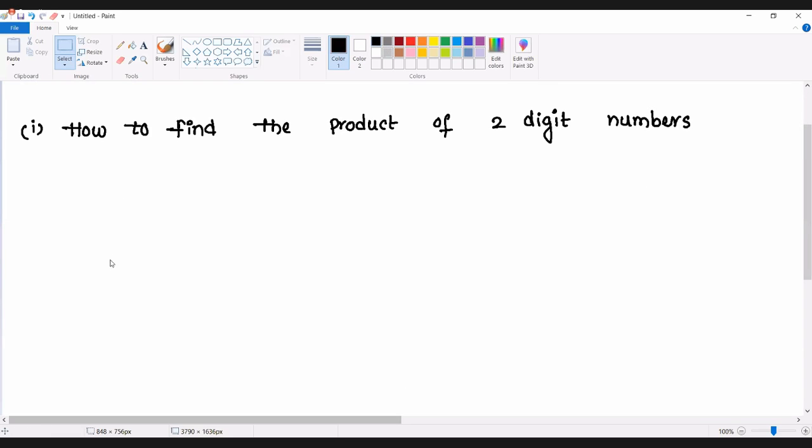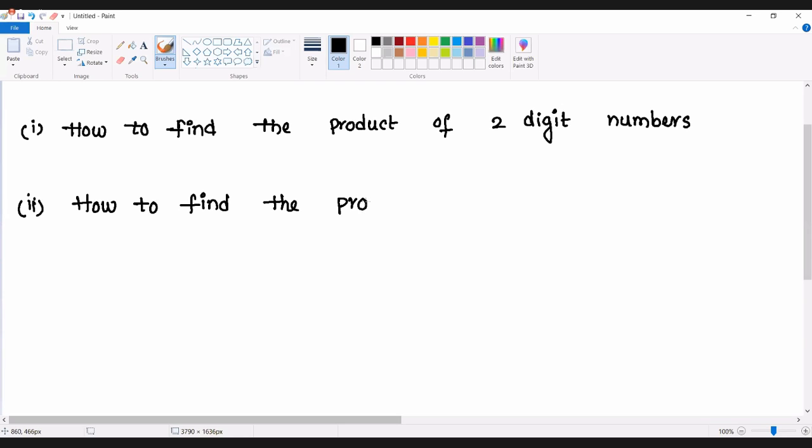Let me go with the second trick which we already kept in the discussion. Again, the new students can understand and follow. So what is the second trick? How to find out the product of numbers with a special case. How to find the product of the numbers.